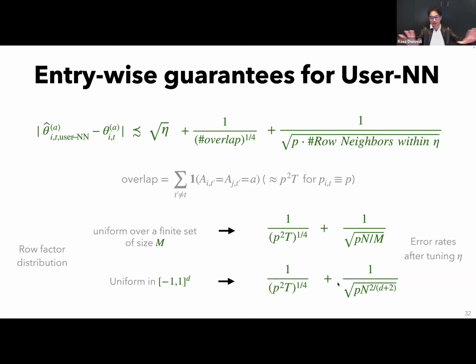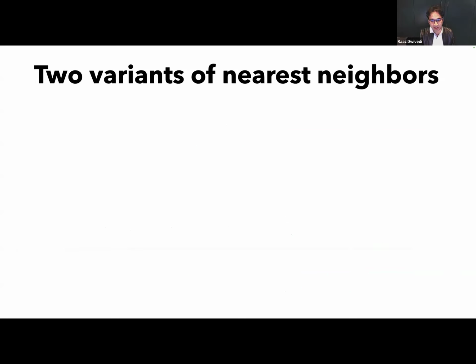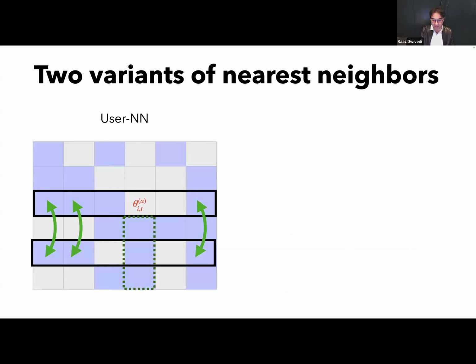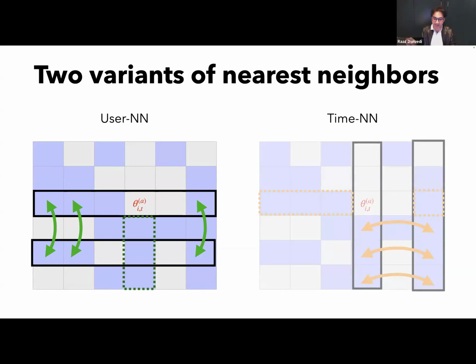So this is the kind of guarantee that is now well established for nearest neighbors: T to the 1/4 plus 1 over root n, in the simplest case. And you might say, well, why do only row-wise comparisons? I could have done column-wise comparisons, find similar time points or similar items, and then use the average over the ith row. So use the ith user's own outcomes. I could do that too. Well, it's fair game.